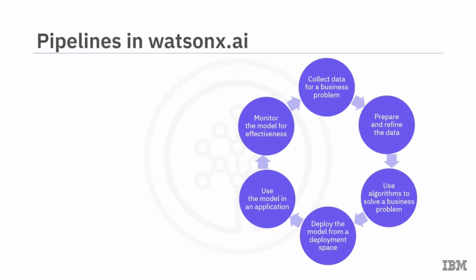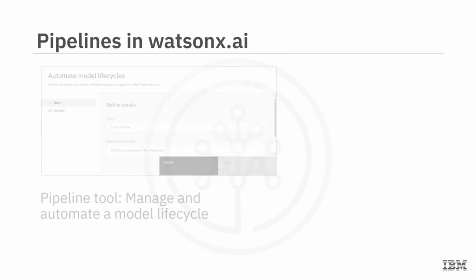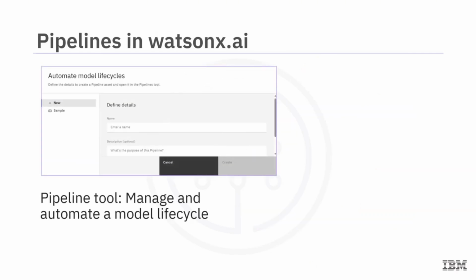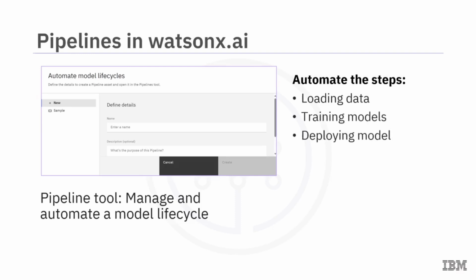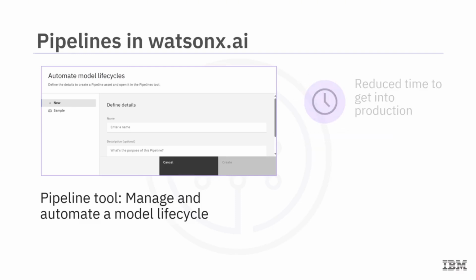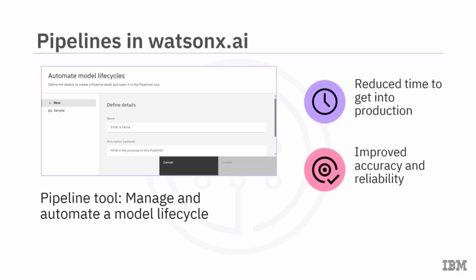Putting a model into a product is a multi-step process. For managing and automating a model lifecycle, Watsonx.ai provides the pipeline tool. The pipeline tool can be used to automate the steps involved in loading data, training models, deploying models, and evaluating models. This can reduce the time to get a model into production and improve the accuracy and reliability of models.